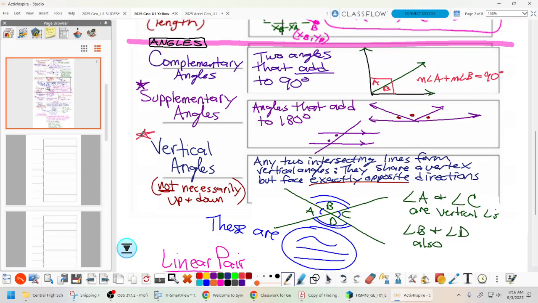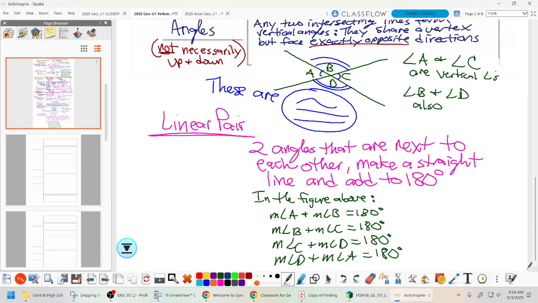Okay, we added right at the end. So we started packing up. Scroll down. So you may not have got this. We added linear pair, which are two angles that are next to each other, and they make a straight line. Okay, because they make a straight line, they add up to 180.